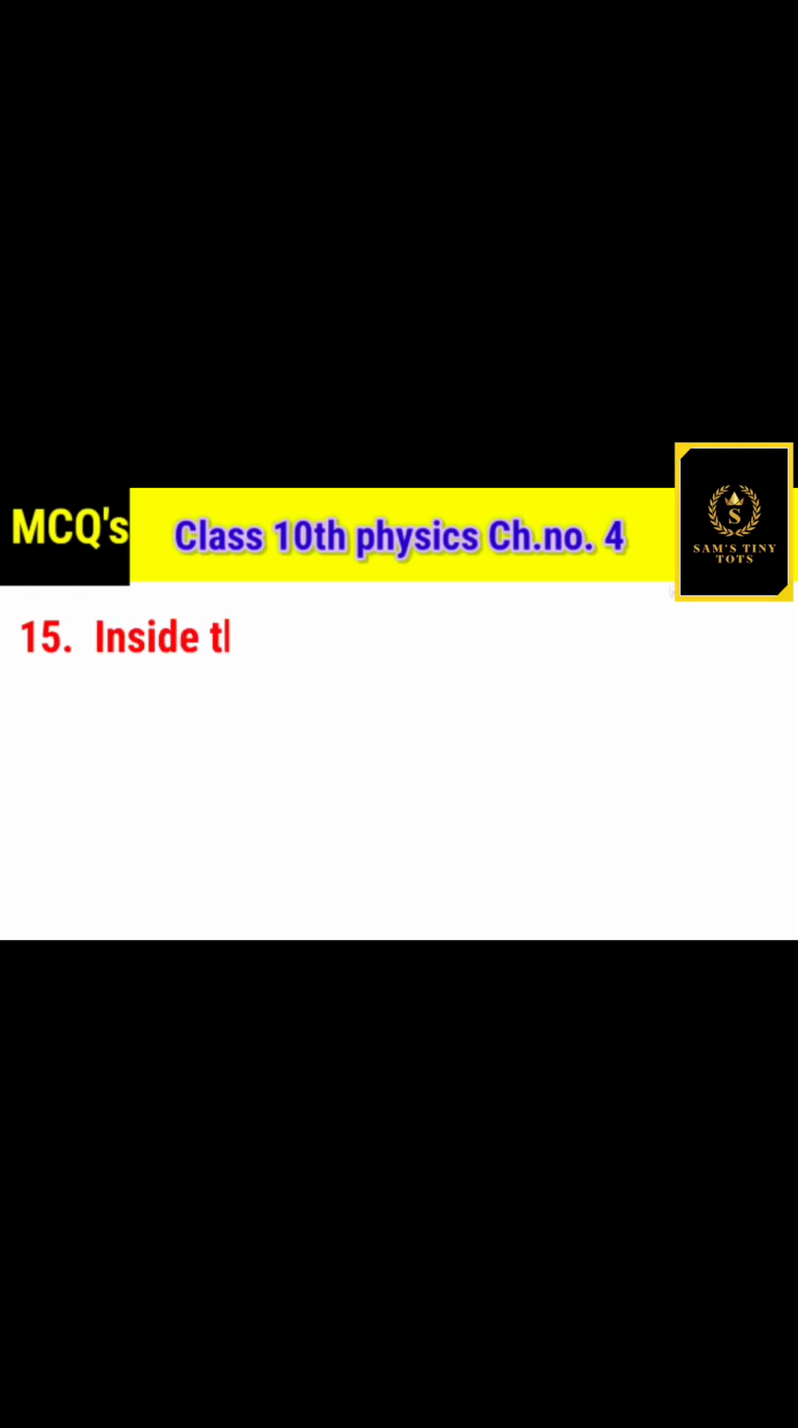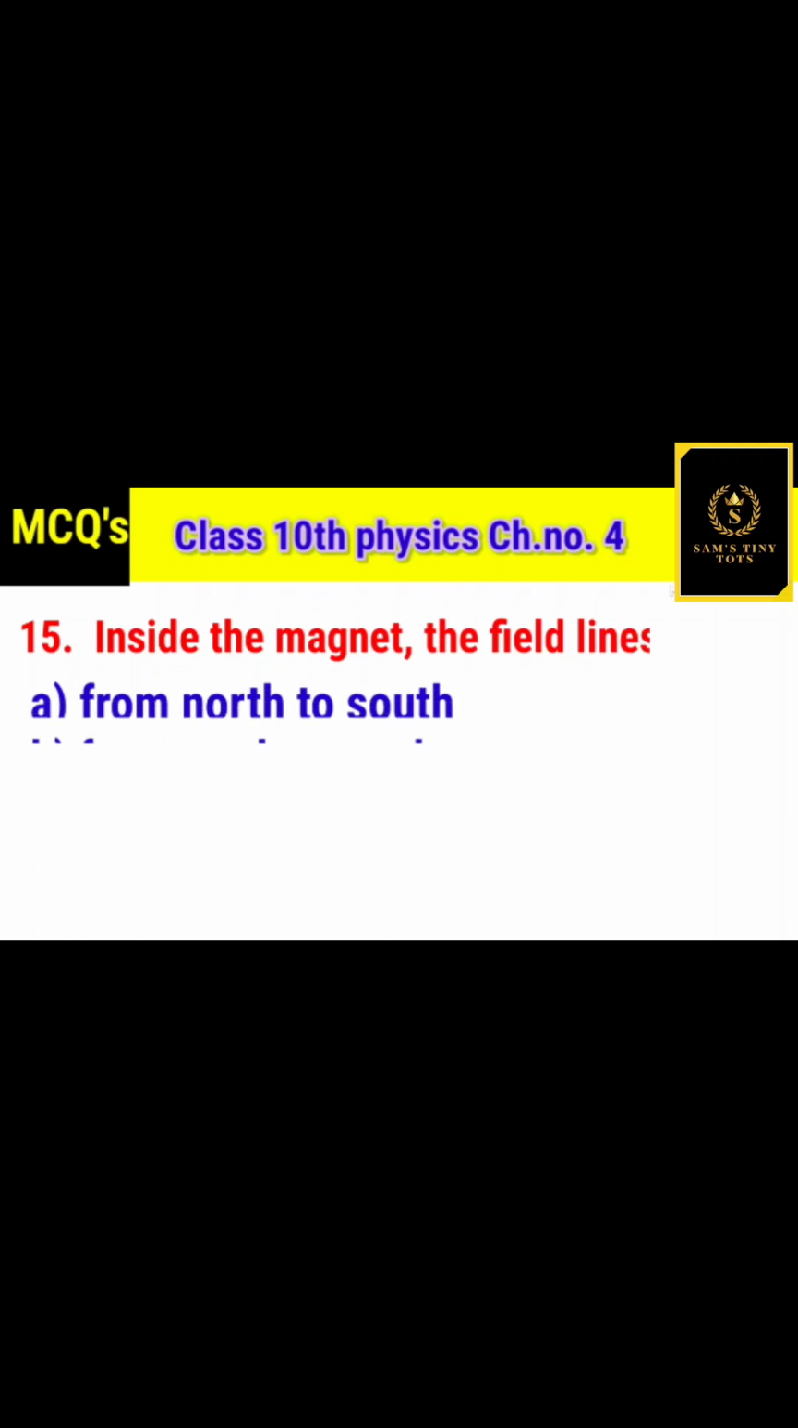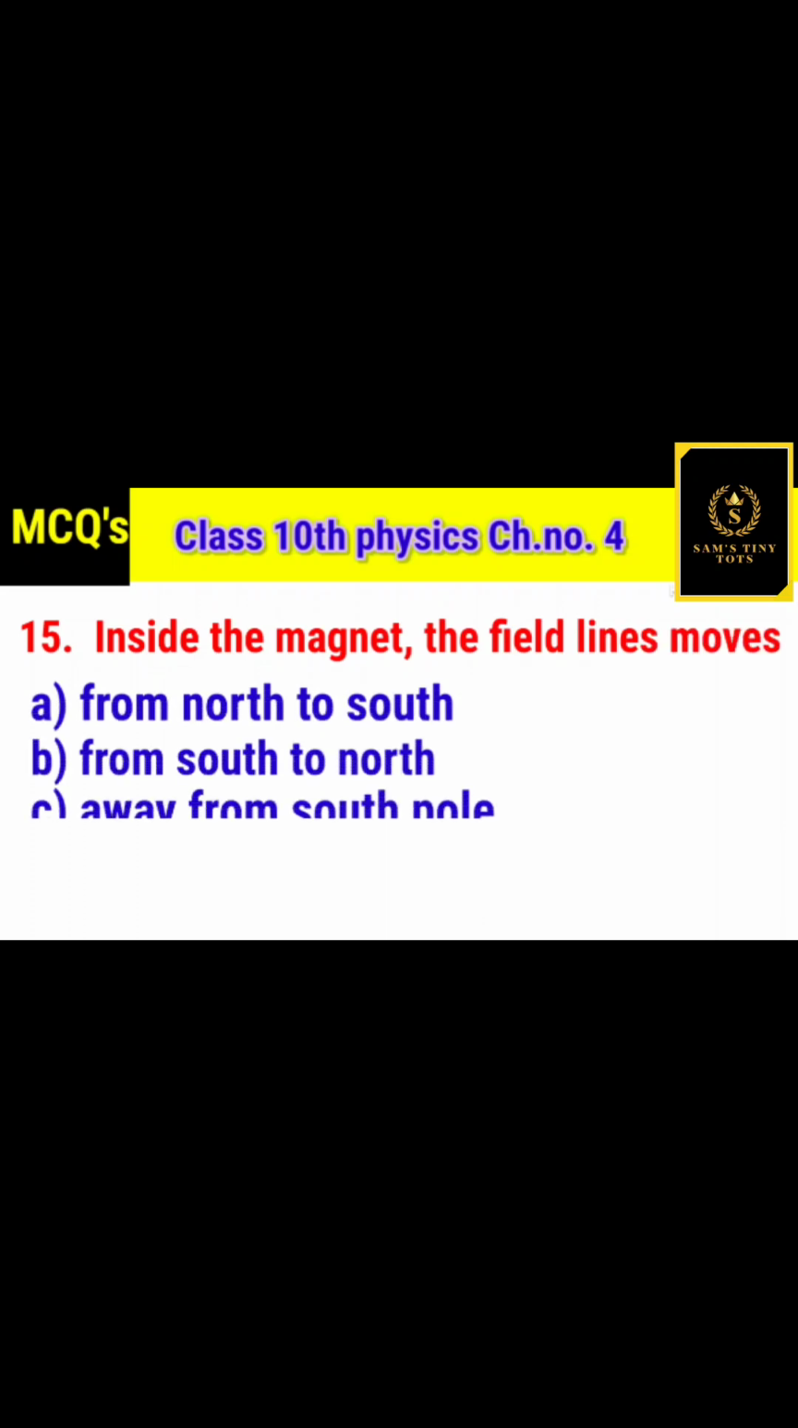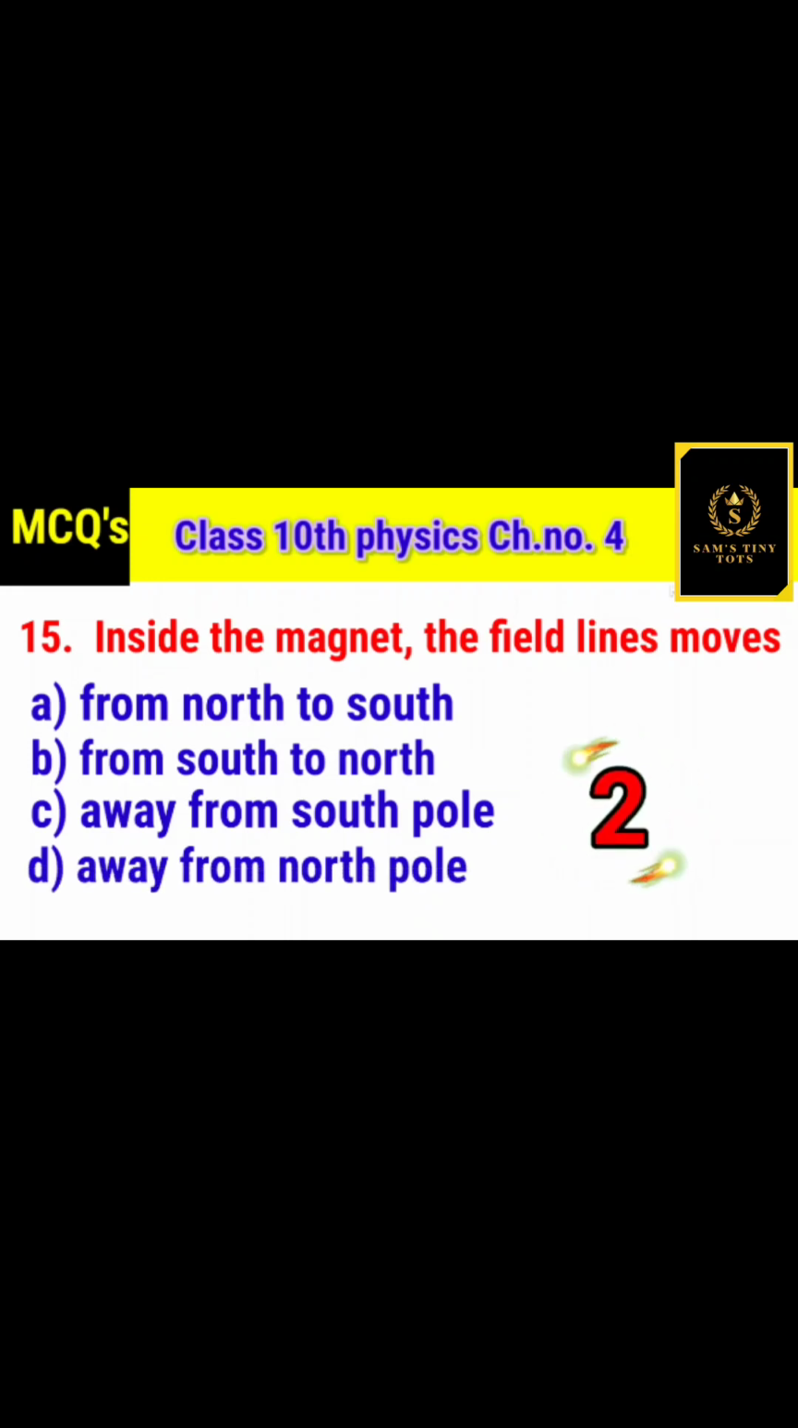15. Inside the magnet, the field lines move. Option A from north to south. Option B from south to north. Option C away from south pole. Option D away from north pole. And the correct option is option B from south to north.